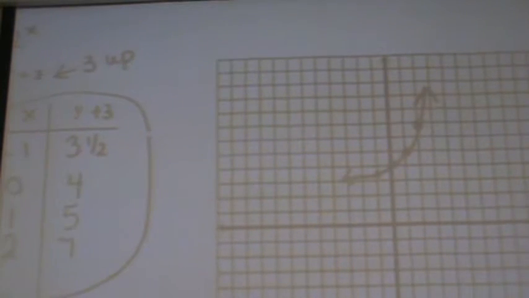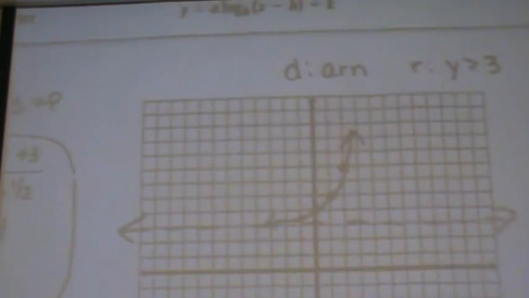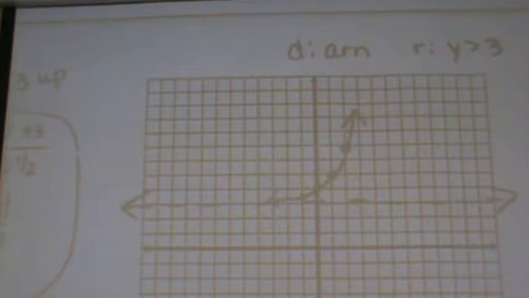See if you remember what the domain and the range are for this. What is the domain? Domain is all real numbers. And what's your range? Y is greater than 3, because what you have here is this asymptote. It's getting closer and closer to the line y equals 3, but it's not going to cross it.